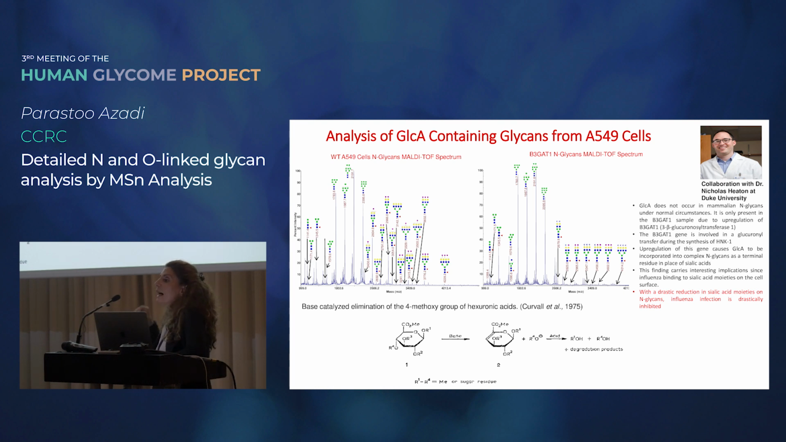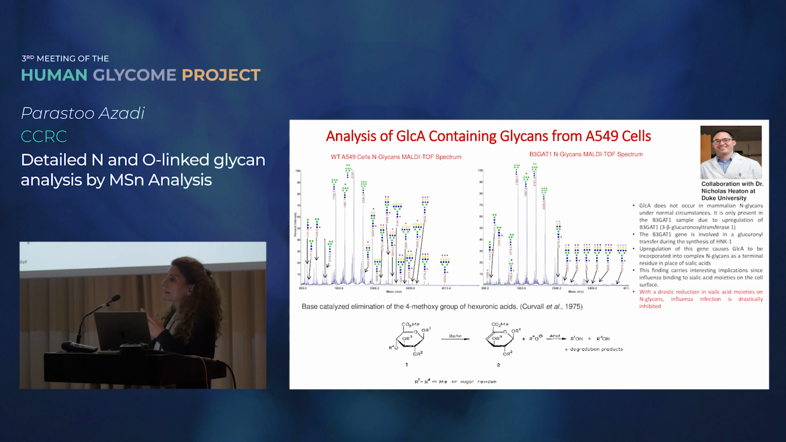They wanted to know what the outcome of this 1,3 glucuronyltransferase is. So they wanted to see whether overexpression of this glucuronyltransferase has any effect on N-linked glycosylation at all or not. So when they did some lectin staining, and then we did the glycan analysis, we found out that the sialic acids are being replaced by glucose in the N-linked glycans. So basically, the glucose is outcompeting the sialic acids.